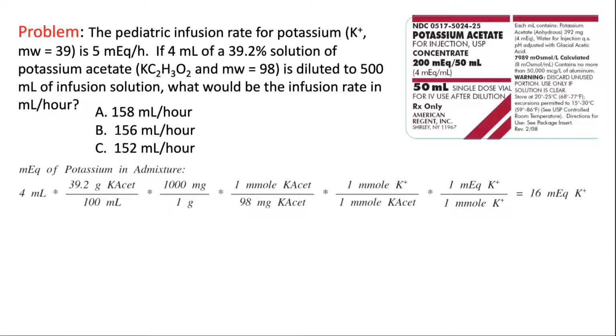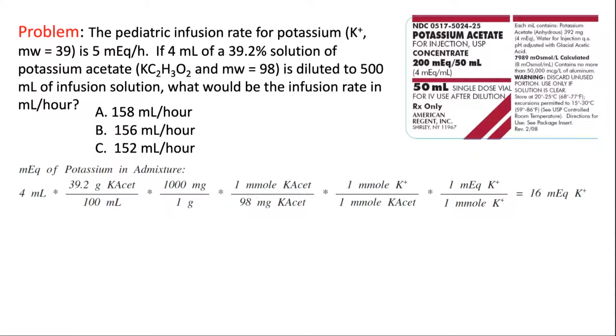So now I can multiply by the fact that there's just 1 millimole of the potassium ion for every 1 millimole of potassium acetate parent molecule, since there's only 1 potassium per that molecule. Now I am in millimoles of potassium. My last step is to convert to milliequivalents of potassium by looking at the valence, and since the valence of potassium is 1, there would be 1 milliequivalent of potassium for every 1 millimole of potassium. So now doing that math from left to right all the way over, you should get a total numeric value of 16, and the units would be milliequivalents of potassium.